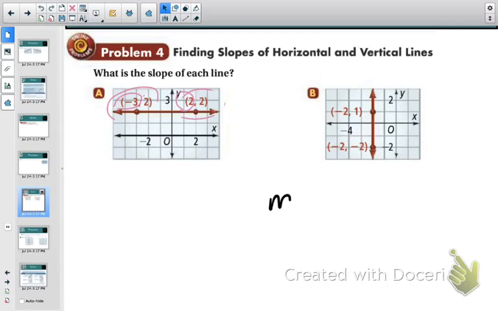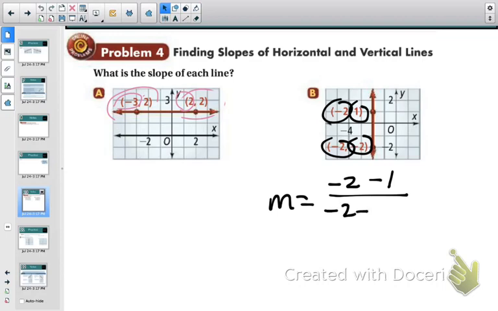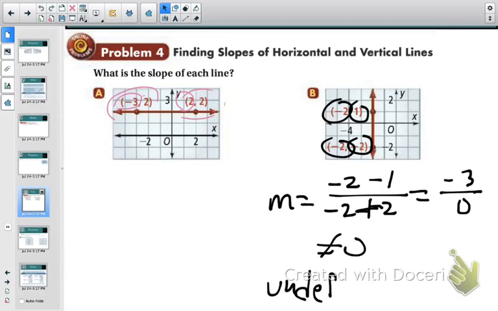So when we do this one, let's use our formula again. I'm going to subtract my y's, negative 2 minus 1, over subtract my x's, negative 2 minus negative 2. So this gives us negative 3 on top. That turns into a plus, over 0. Negative 3 divided by 0. This is not equal to 0. Remember, you can't split 3 things into 0 groups. It doesn't work. So this is undefined because we cannot divide by 0. Whenever you have a vertical line, the slope is undefined.